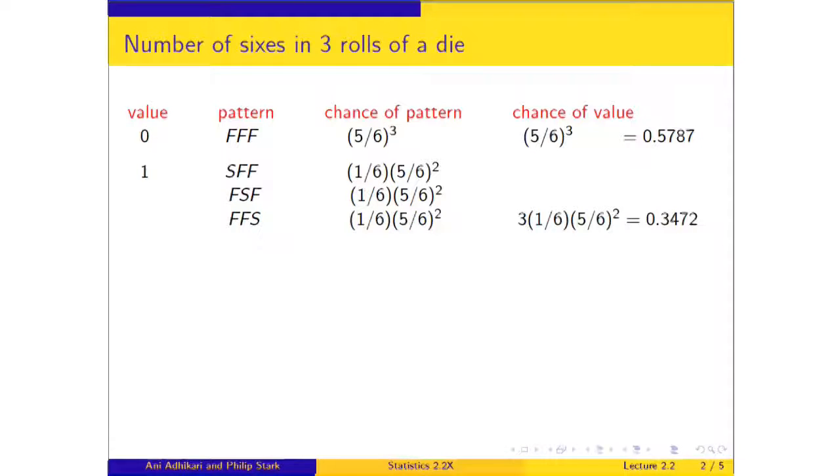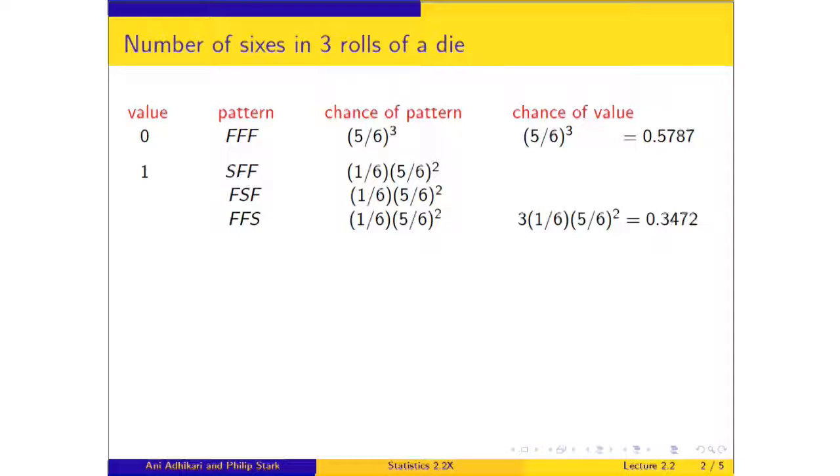Same here. So what is the chance that you end up with 1 6 in your 3 rolls? Well, you can have either this pattern or this pattern or this one. They're all mutually exclusive. So you add these 3 chances. They happen all to be the same. So your overall chance of getting 1 6 is 3 times that. That's the number of patterns times the individual chance of each of them. And you have just under 35%.